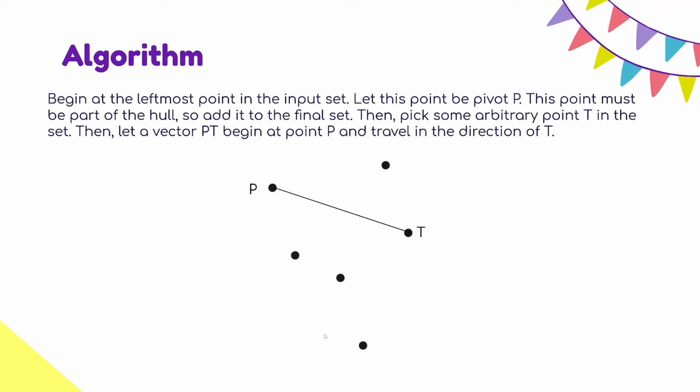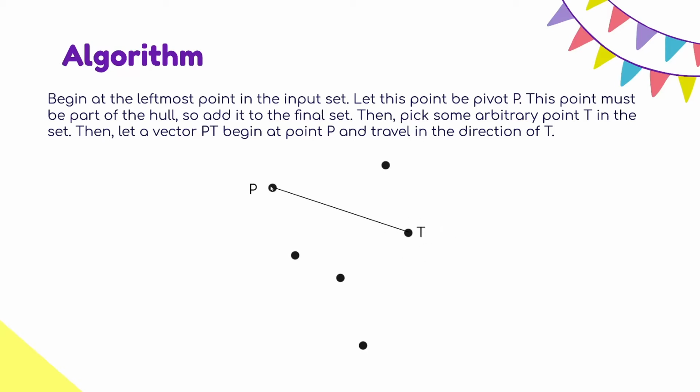So, given the set of points here, we want to wrap the points in the set. We can start this algorithm at the leftmost point in the set. Why do we start at this point? Because we know that the leftmost point, or any extremum to be honest, will be part of the convex hull. So for our algorithm, we'll start at the leftmost point, and call it point P. Then we pick any point in the set, it doesn't really matter, and call this arbitrary point T.